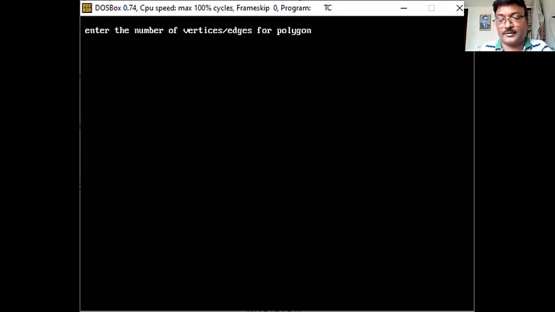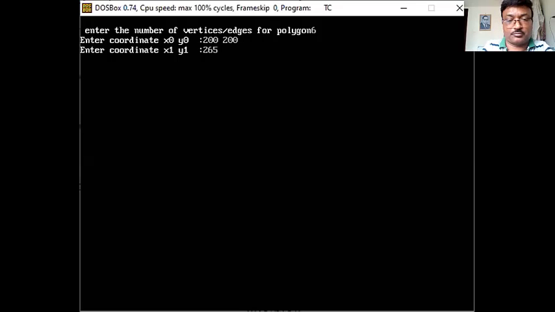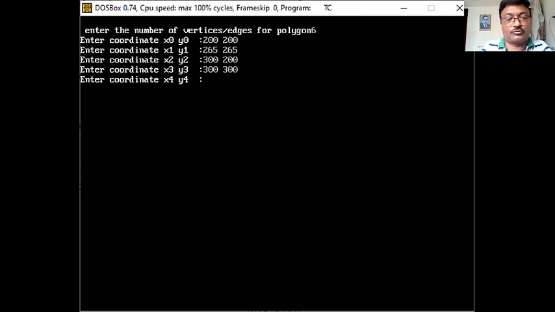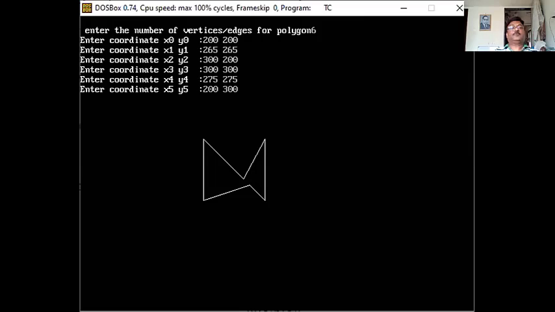Suppose I need again a 6, meaning a concave polygon. Suppose I start with 100, 100, or you can go with 200, 200. The second point I am using 265, which goes in the downward direction. Now I am using 300, 200, so the second is 300, 300. Then here you have to use 275 and 275, that comes to the downward direction. And here 200, 300. So this is one example of a concave type of polygon.